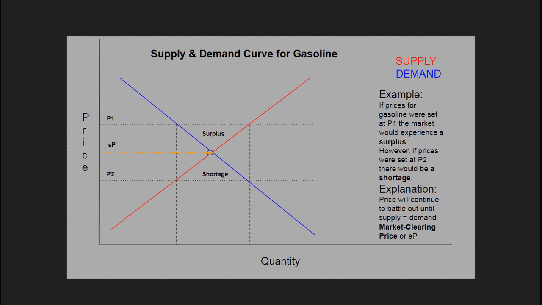And then I have example number 2, P2. If that's the case, we experience a shortage in the market, and the reason being is because the price is lower than equilibrium. So this is a good deal. Alright, so what happens if there's a shortage or a surplus? Well, usually what happens is the battle of supply and demand, they kind of work themselves out until we reach a market clearing price, also written here as EP or equilibrium price.